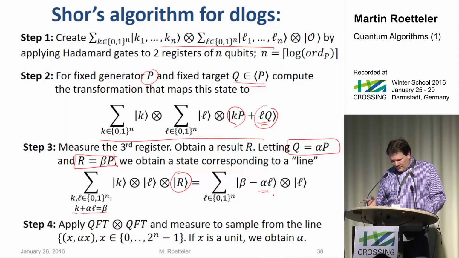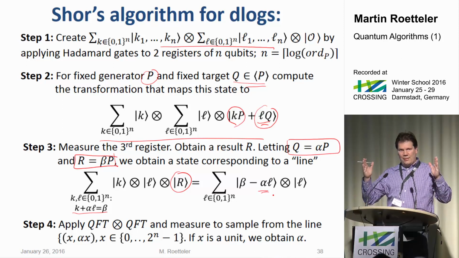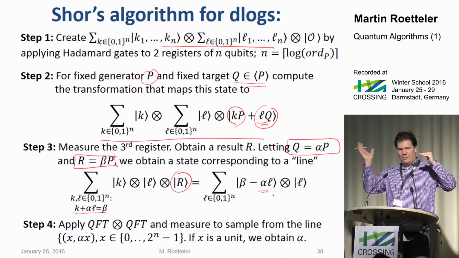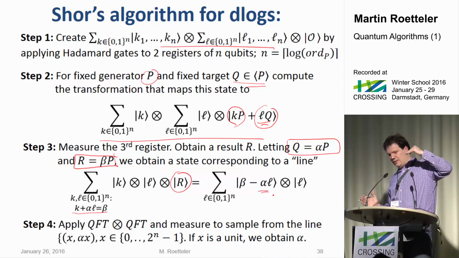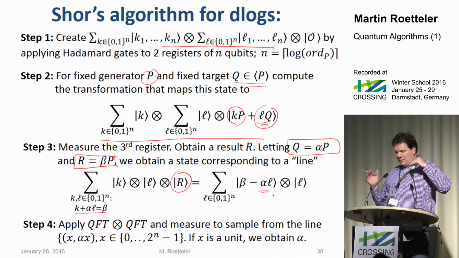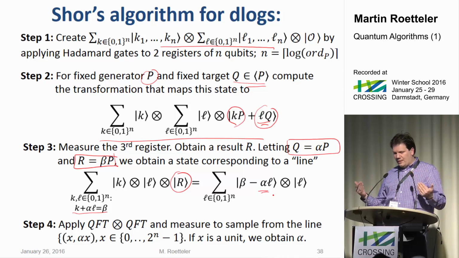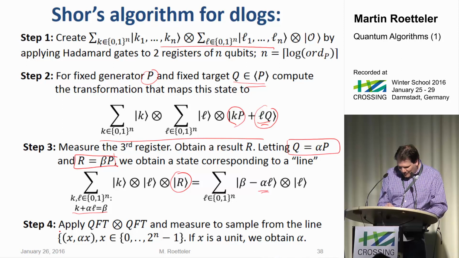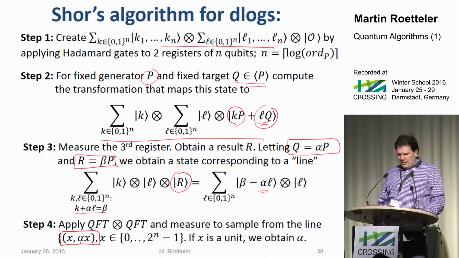So Shor figured out that if you now take a Fourier transform, what happens to that line? It's a line with slope minus alpha, but it's also shifted off by beta, and beta again we cannot control. But if you Fourier transform, you get a line with slope alpha, there will be no offset, and if you sample from that line, you just get the slope. You get a pair of points x and alpha x. You have the classical information about that.